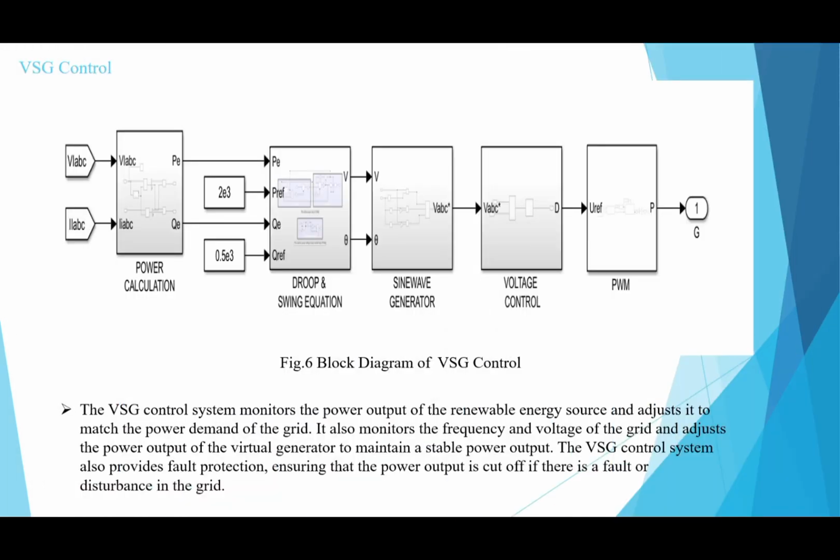In the VSG control diagram, we use 2E3 and 0.5E3, because they are the active and reactive power reference values which are mentioned in the above table. The value of E is 10. 2 into 10 to the power of 3.